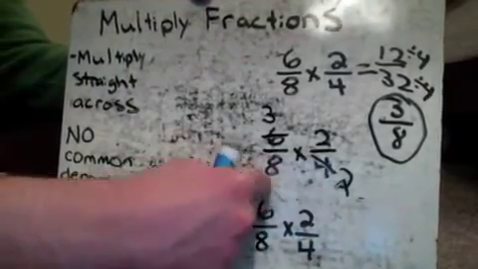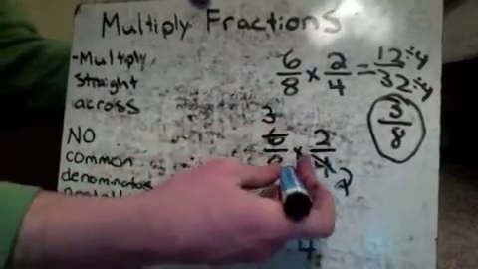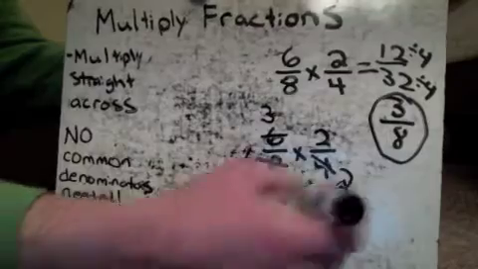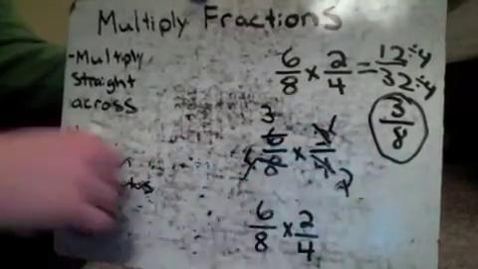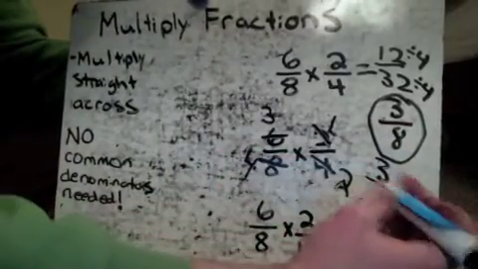Now, if I look at the other set that's diagonal from each other, 8 and 2, well, 2 goes into both of those as well. So I'll just make 8 divided by 2 is 4. And then I have 2 divided by 2 is 1. Now, if I multiply, 3 times 1 is 3. 4 times 2 is 8. 3/8.